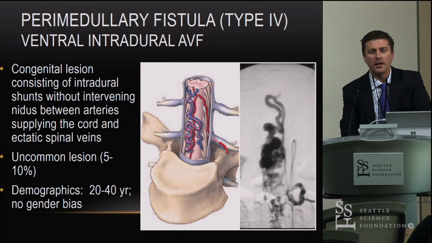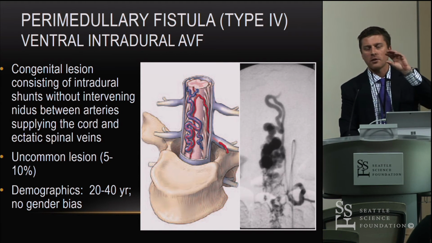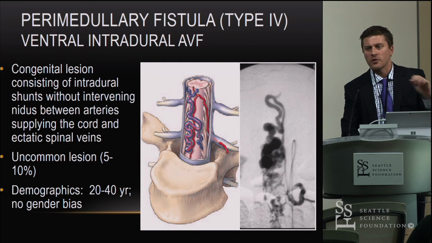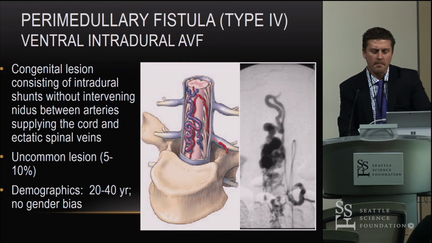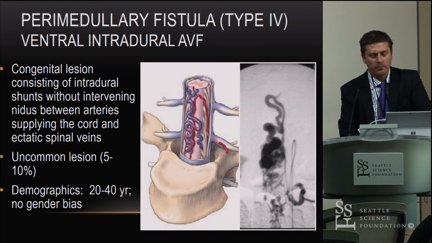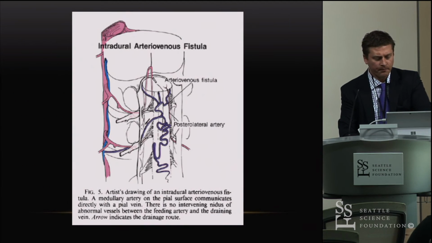The last one, again, rare, but important so you know about it, 5 to 10%. The perimedullary fistulae, so they don't have an intervening nidus. They basically just go from an artery to a vein on the surface of the spinal cord. They are commonly in younger adults. Again, they're rare, 5 to 10%. And you can see there on the cartoon, there's no intervening nidus. This is just another representation of that.